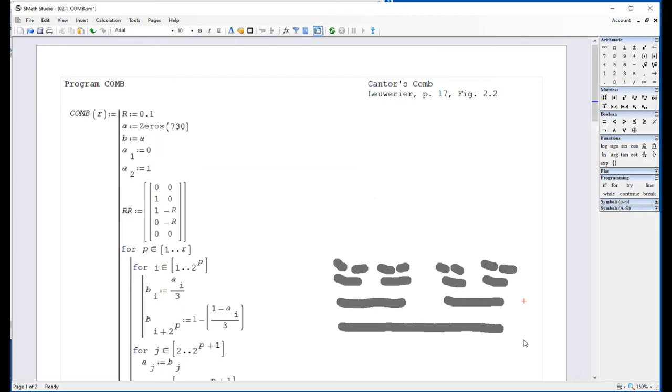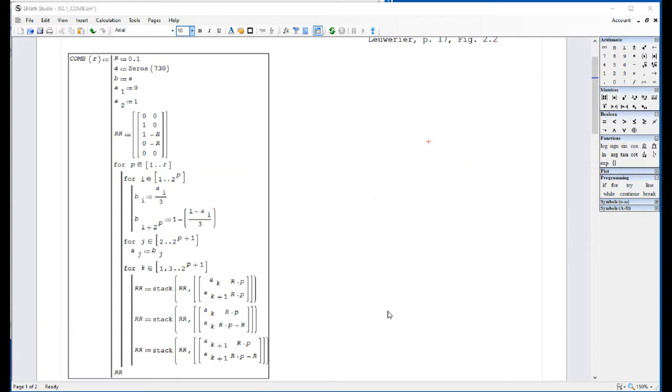What we're going to do in the present video is show you how to do something similar called Cantor's comb, which is shown in Lowiter's book, page 17, figure 2.2. The function that produces the comb is given in this frame. It's going to be available for you to download. There's going to be a SMath Studio worksheet that you can download so you can try it on your own.